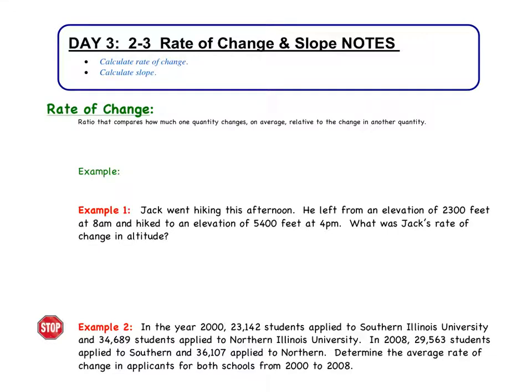Welcome to Day 3, Section 2.3, Rate of Change and Slope. Today we will calculate the rate of change and we'll also calculate the slope between 2 points. Okay, so let's go ahead and get started.